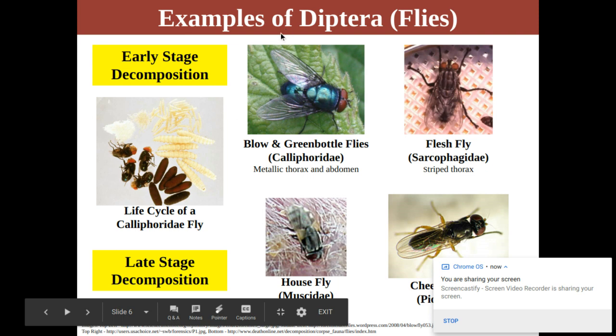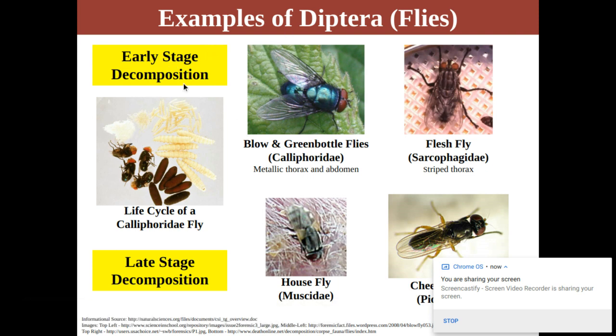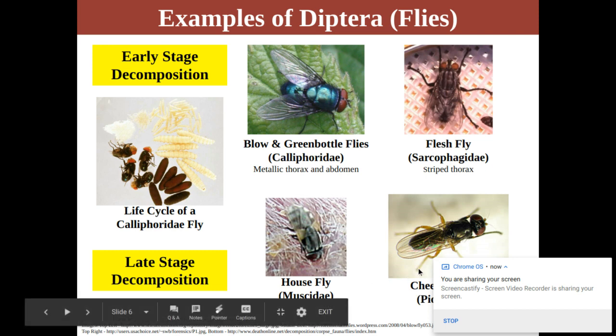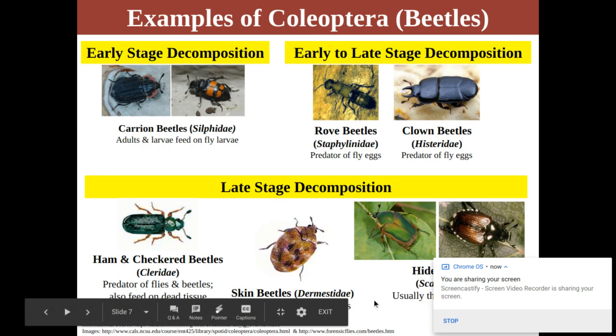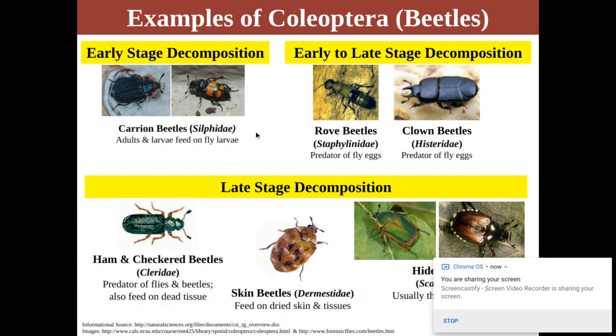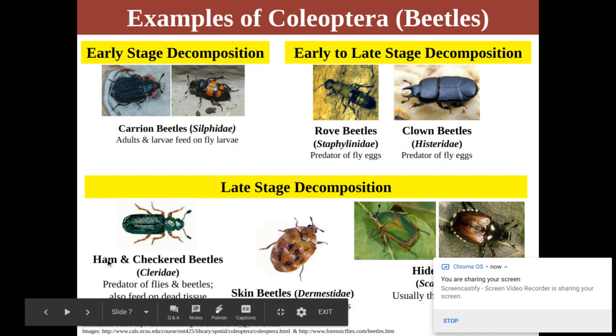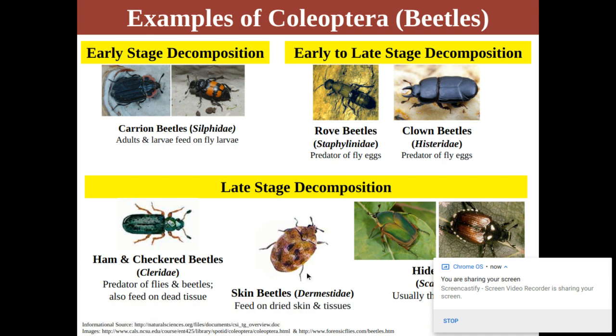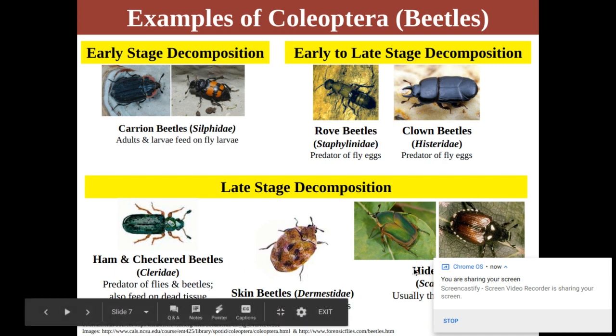Here are some insects that show up during early stages of decomposition, or just after death. And these types of flies will show up much later. Here are some beetles that show up at various stages. The carrion beetles show up during early stages just after death. Early to late stages, you will see clown beetles and rove beetles, and then you know the body has been there for a long time if you can see ham and checkered beetles, skin beetles, or these other beetles here.